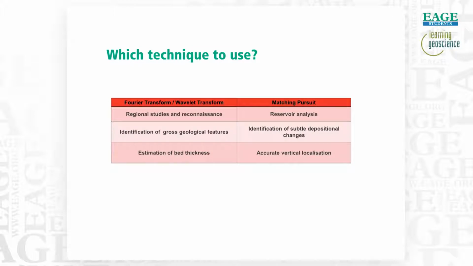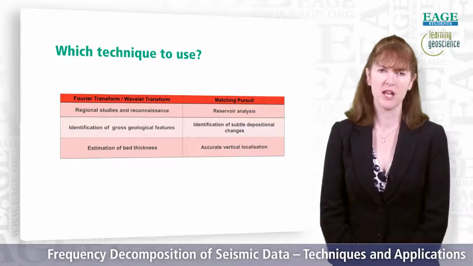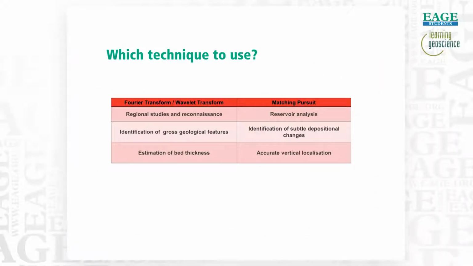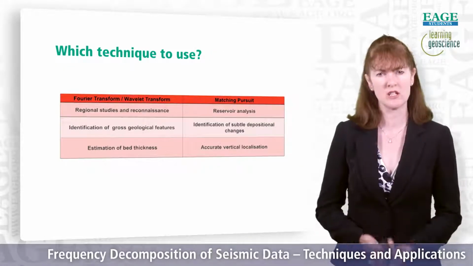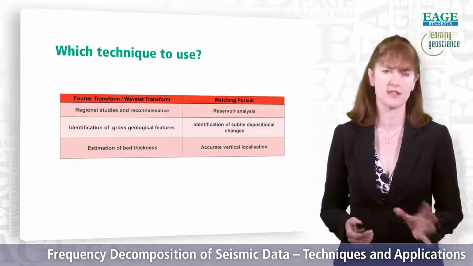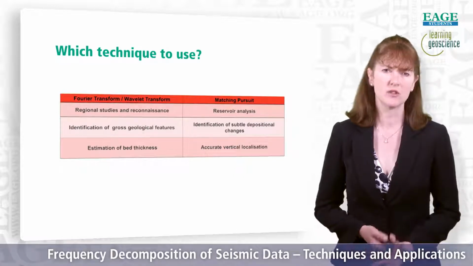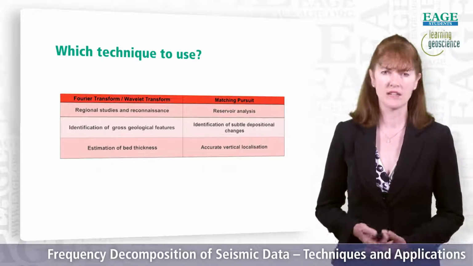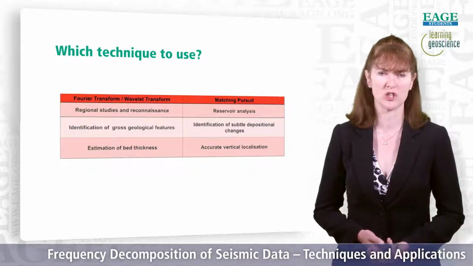So it's important to use the right technique for your interpretation objectives. So using something like a Fourier transform or a continuous wavelet transform is very good if you're doing regional studies, reconnaissance, where you're looking at large areas and you want to understand the geology and understand what's going on in those areas. It's also very good for identification of gross geological features and for estimation of bed thickness because you've got very good frequency resolution.